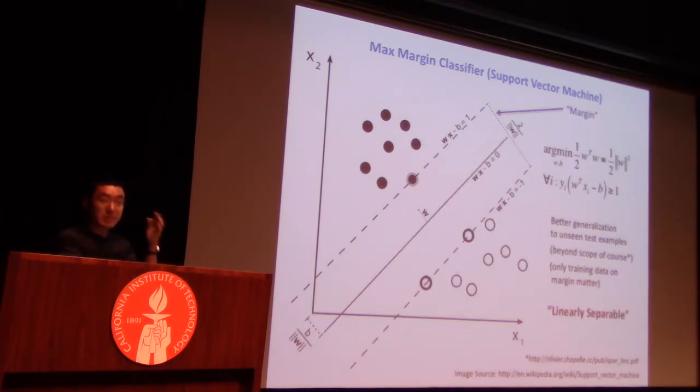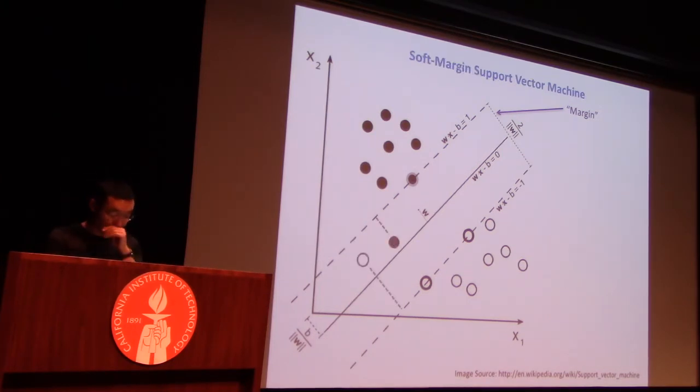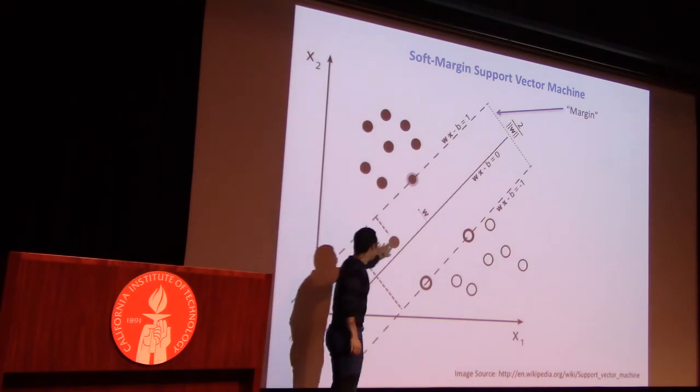Okay, so as many of you pointed out, this is for the linearly separable case, right? Most of the time, the data is not linearly separable. And so what do we do when the data is not linearly separable? Right. So here, I just created more data points, this guy, and this guy.